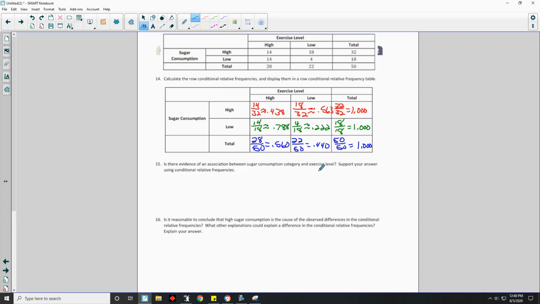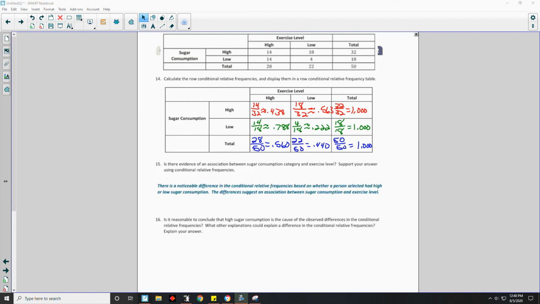So how do we put this into words? There is a noticeable difference in the conditional relative frequencies based on whether a person selected had high or low sugar consumption. The differences suggest an association between sugar consumption and exercise level.